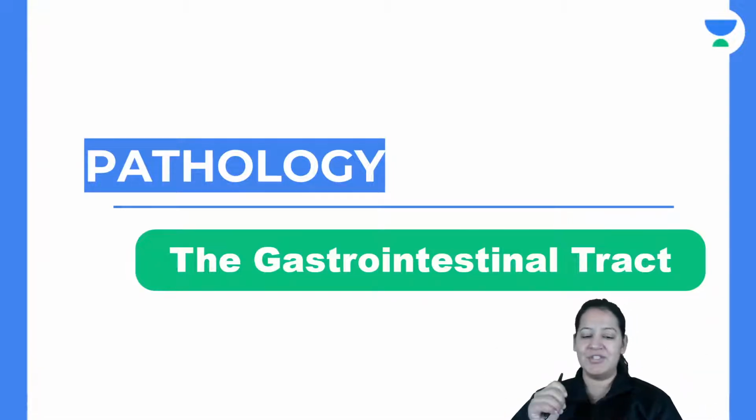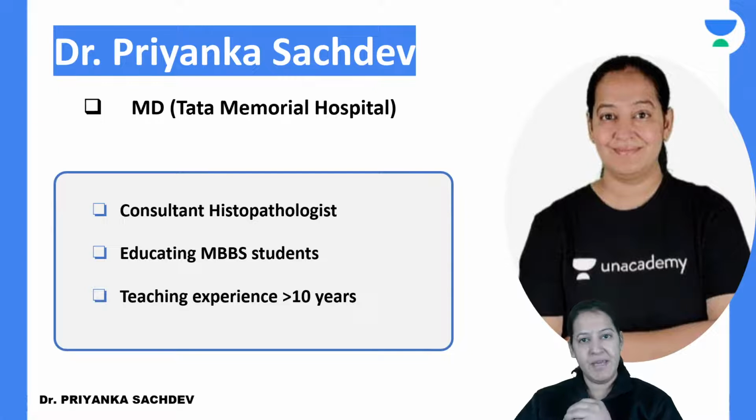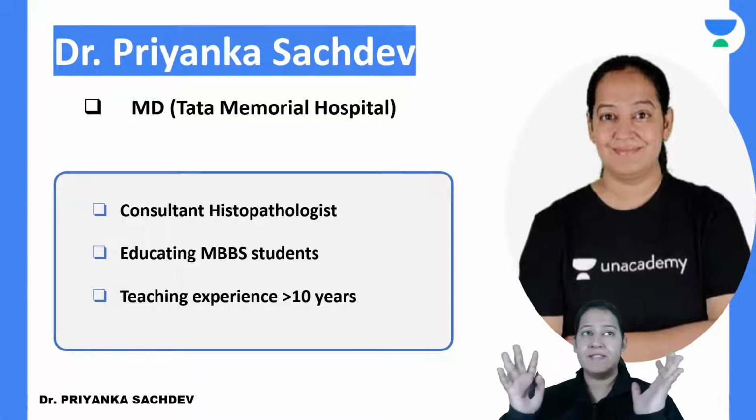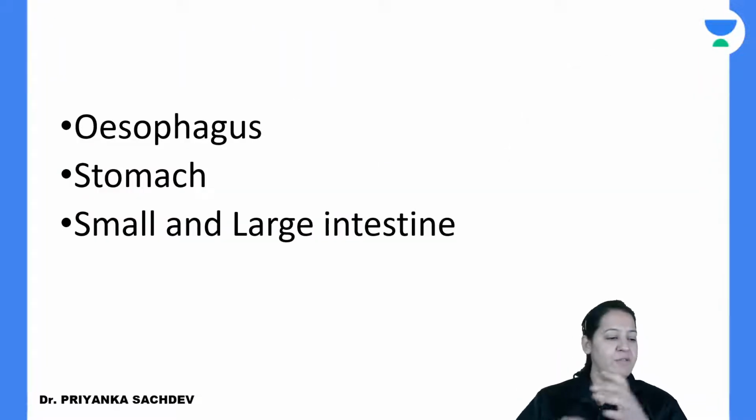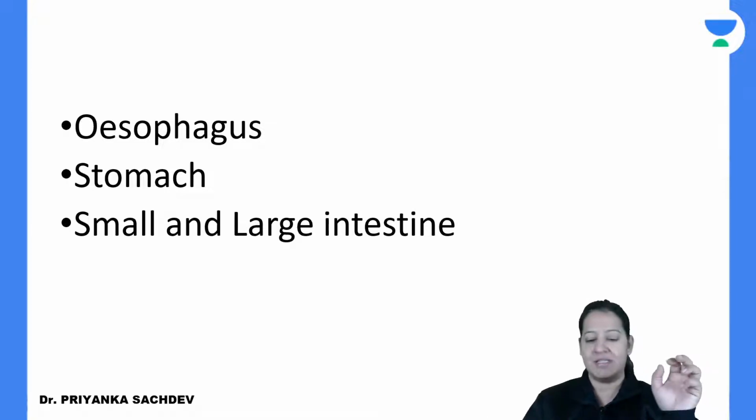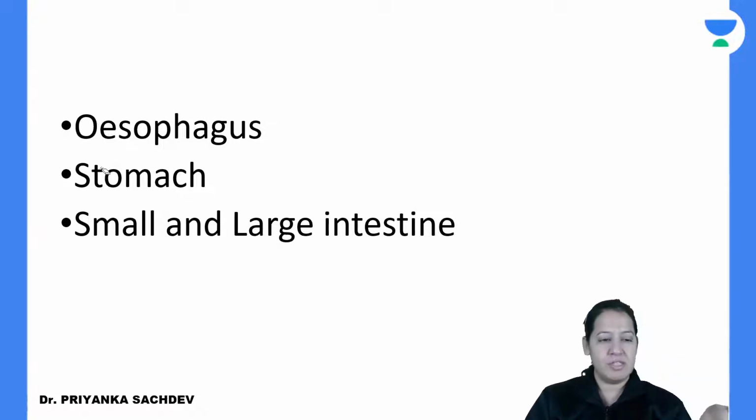I am Dr. Priyanka Sachdev here, and today I am here to take a session on the pathology, the GIT pathology, the gastrointestinal system pathology. So in GIT, we have to study the pathology of three organs basically: esophagus, stomach, small and large intestine. So let me start with the pathologies of the esophagus.